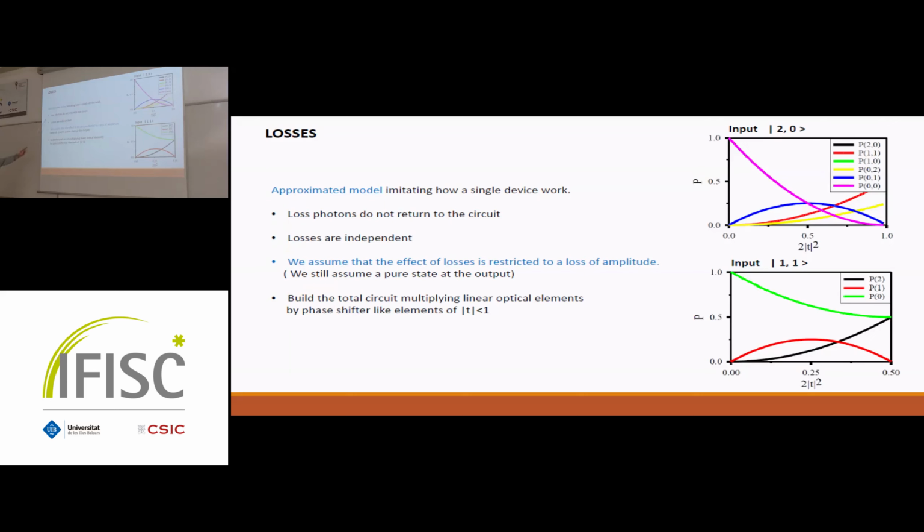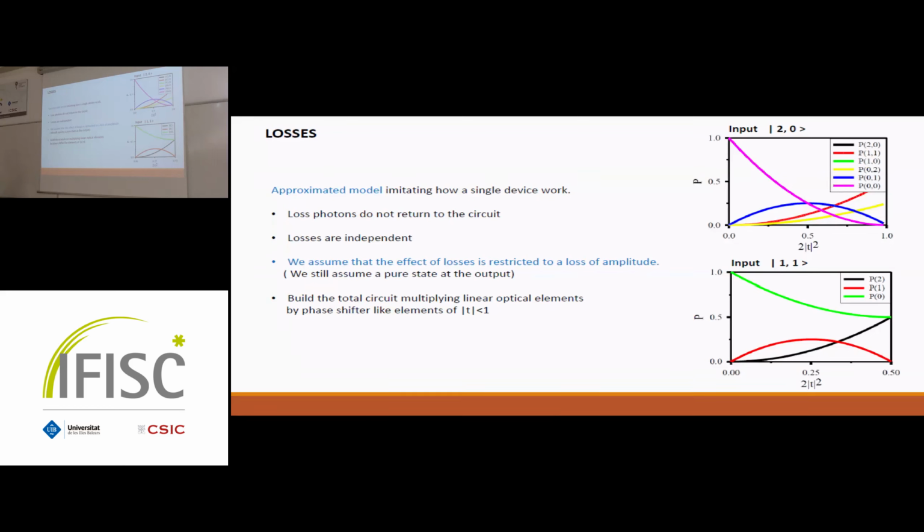Under the assumption that the photon loss does not return to the circuit, losses are independent. This is a big simplification assumption that is not completely true in real life, but is the assumption that we use for this model. We assume that the effect of losses will be restricted to a loss of amplitude.